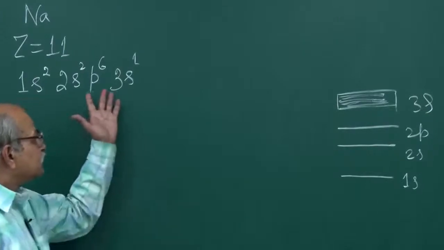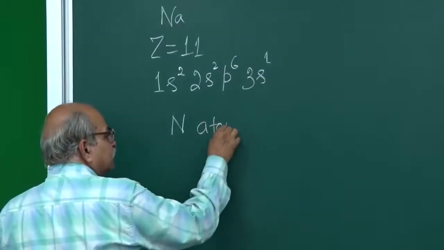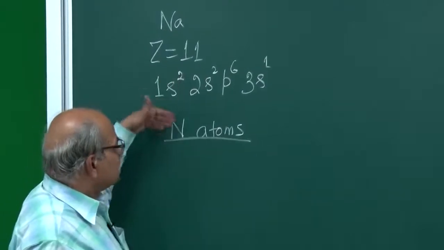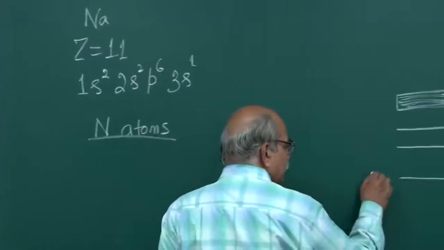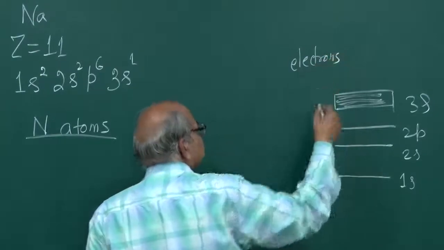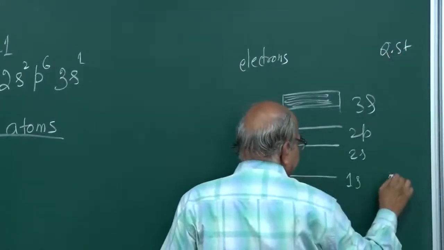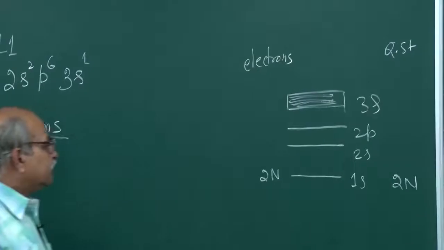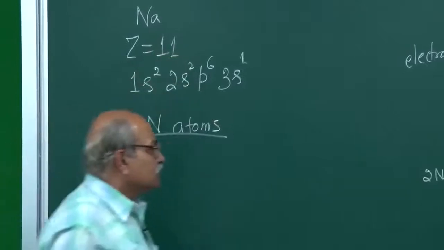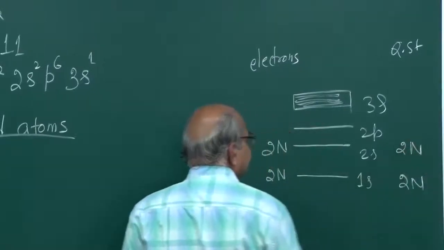Now, as far as a solid sodium of n atoms, let us say, then you have 2n electrons in the 1s state. So, this is 2n electrons. Here, the number of electrons is 2n, and the number of quantum states is also 2n. Then in 2s also, for each atom you have 2 electrons. So, here also you have 2n electrons and 2n quantum states.